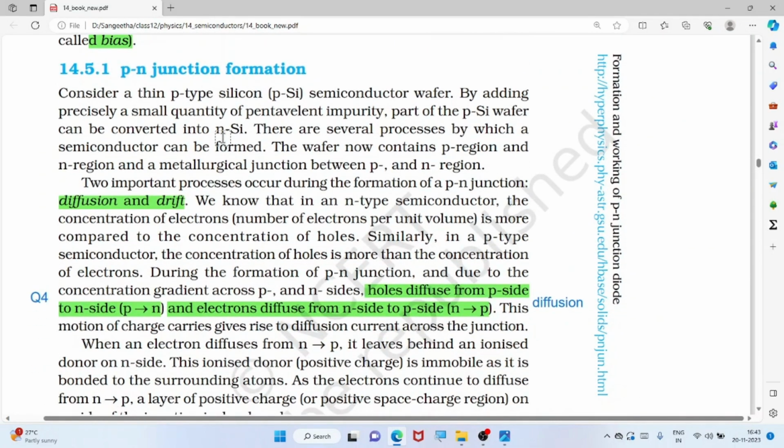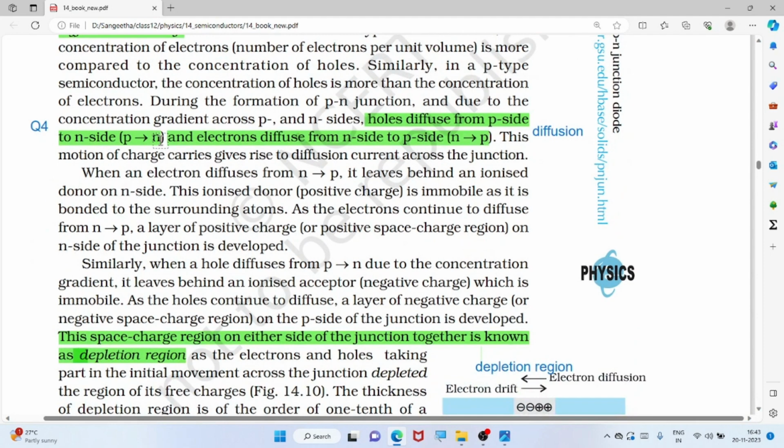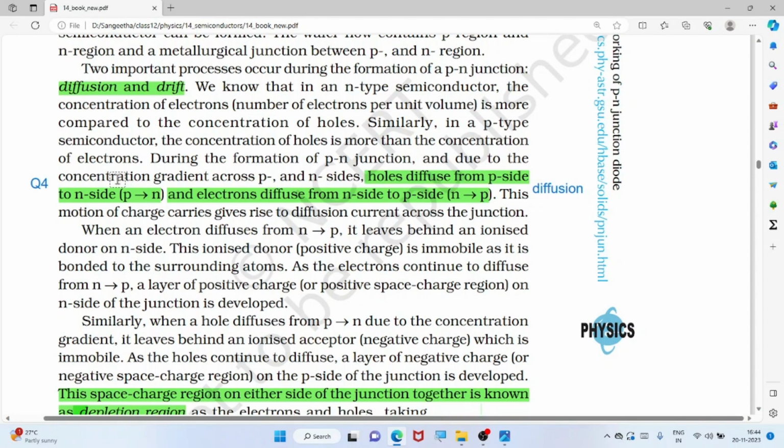p-n junction. There is diffusion and drift. Due to the concentration gradient in the p-n junction, the p side has more holes and the n side has more electrons. That means the concentration varies: the p side has more holes and the n side has fewer holes, the n side has more electrons and the p side has fewer electrons. Because of this concentration difference, holes diffuse from the p side to the n side and electrons diffuse from the n side to the p side. This is called diffusion.